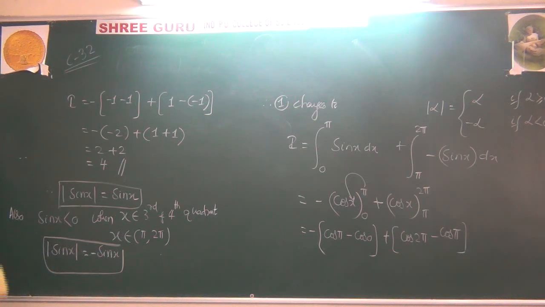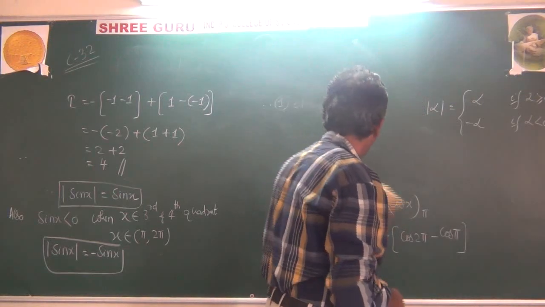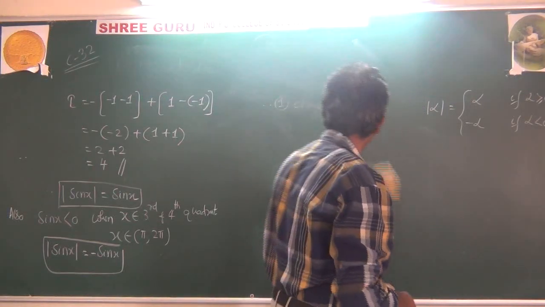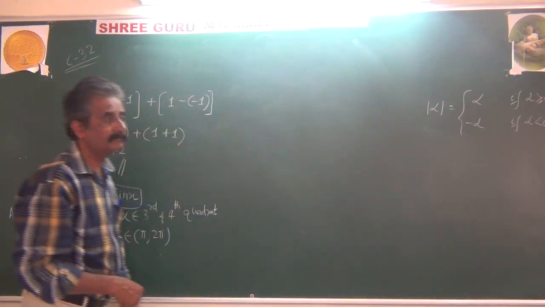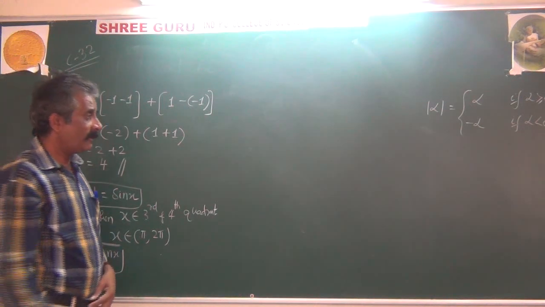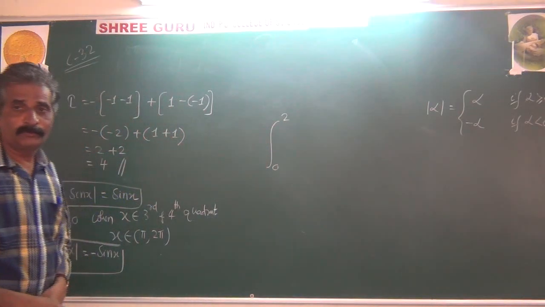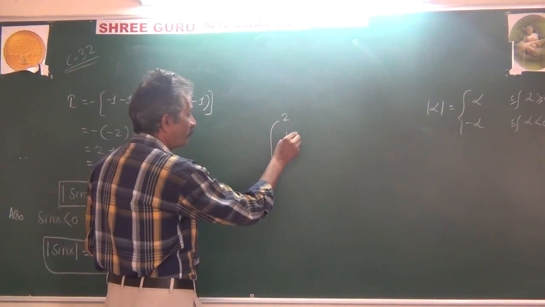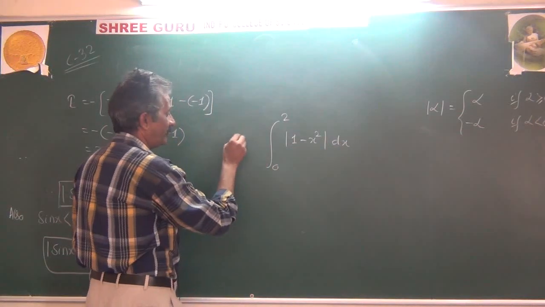These properties apply exclusively in case of modulus containing problems, or at the most greatest integer function containing problems. One more we solve under this type. Evaluate integration 0 to 2 modulus of 1 minus x square dx. Take I.